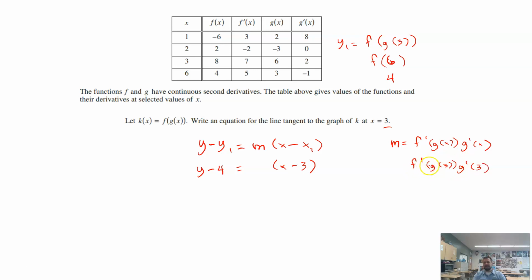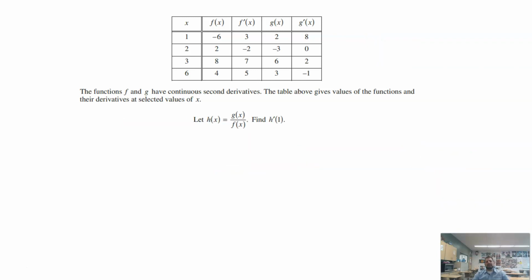Well, now I just have to read the table. We know that g of 3 is 6, so this is f prime of 6 multiplied by g prime of 3. If I look at the table, that is 2. F prime of 6 is 5, so if I want to multiply that together, 5 times 2 equals 10, and that is the slope of my line tangent to the graph of k. Not super difficult. It's a little bit hard because it has functions that we had to take the derivative of, but not awful.